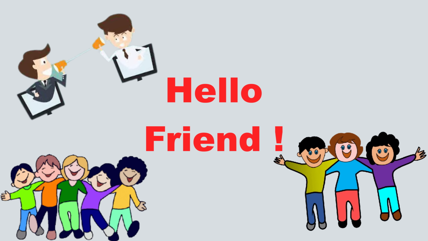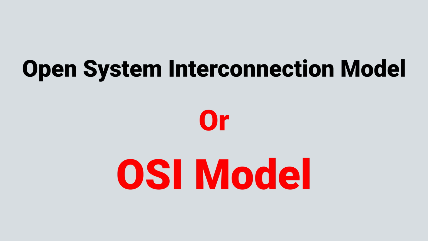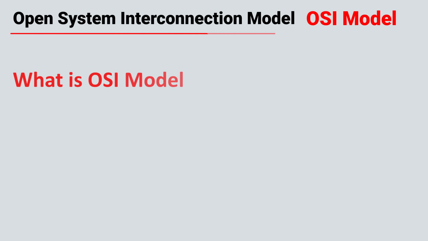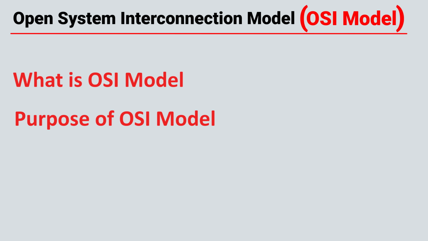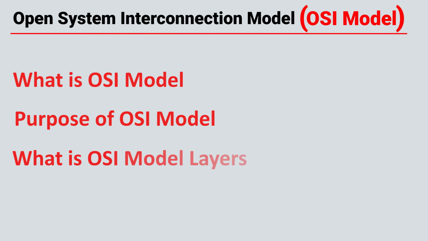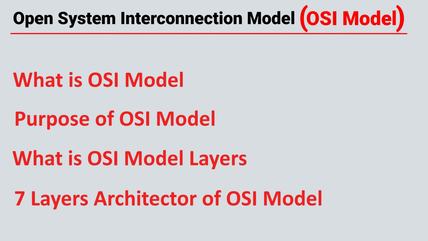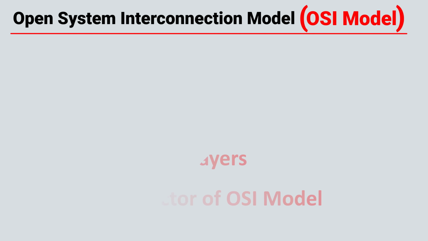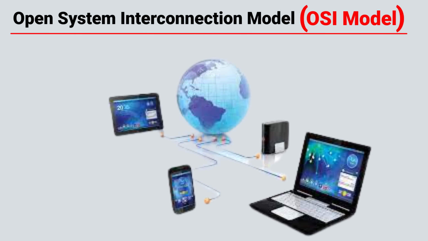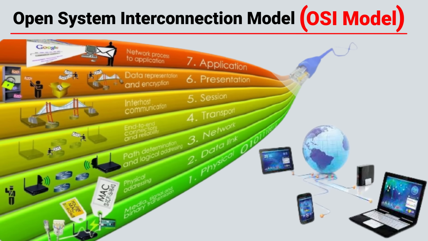Hello friends, today in this video tutorial we are going to learn about Open System Interconnection Model or OSI model. We will discuss what is OSI model, the use or purpose of OSI model, what are OSI model layers, and we'll discuss the 7 layer architecture of OSI model, where each layer has specific functionality. To understand network communication, it's very important to clear your concept and understand how OSI model works, especially if you are working or studying in the networking field.